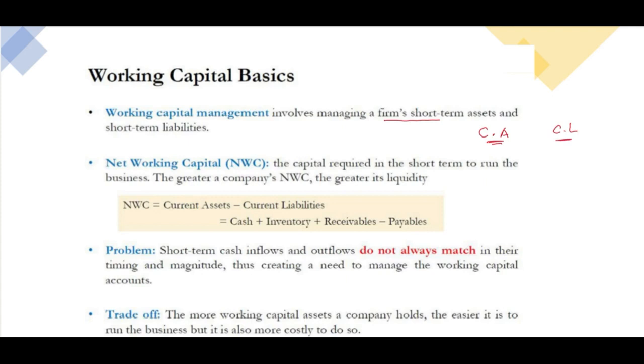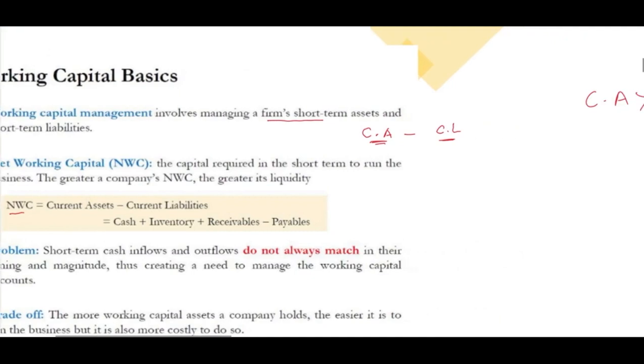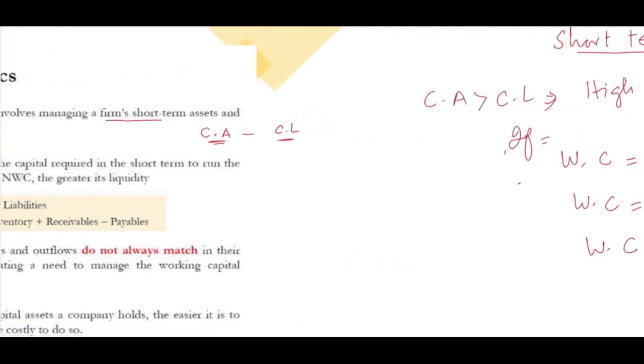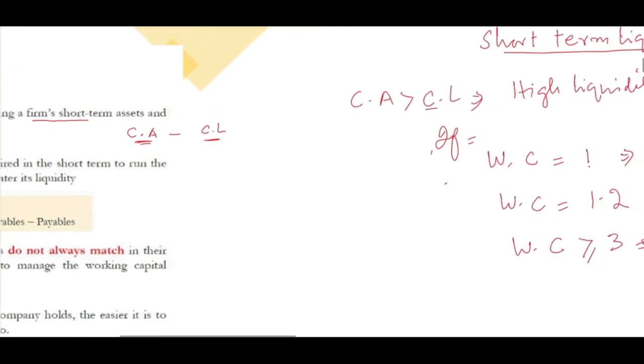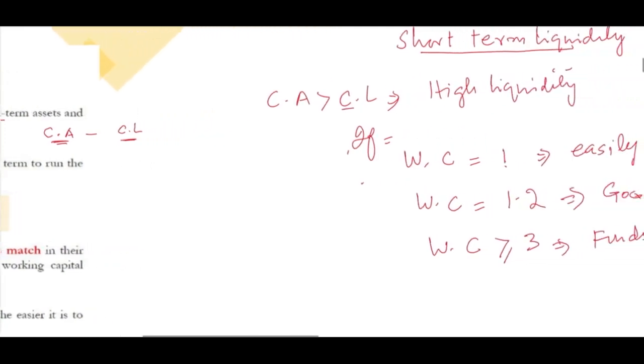So if we subtract the current liabilities from current assets, what do we get? We get net working capital. So net working capital is the difference between current assets and current liabilities. So let's see, if the current assets are higher than current liabilities, what will happen? It means that we have higher liquidity.